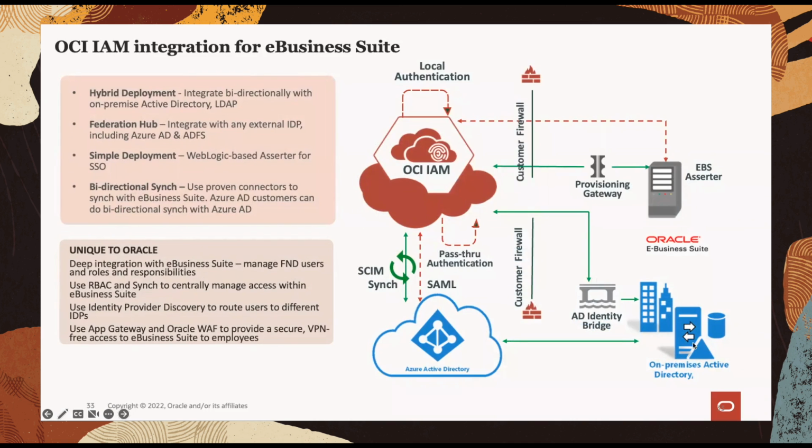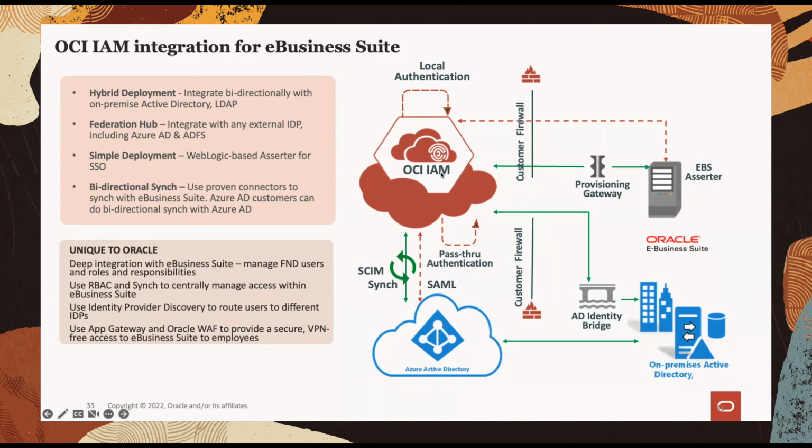So we understood that if the user is present in the Active Directory, with the help of the AD bridge, I can synchronize him to the OCI IAM. Some organizations synchronize the users from the Active Directory to Azure. So in case the user is present in the Azure cloud, then with the help of this scheme, I can synchronize the user to the OCI IAM. So the user base is present in the OCI IAM.